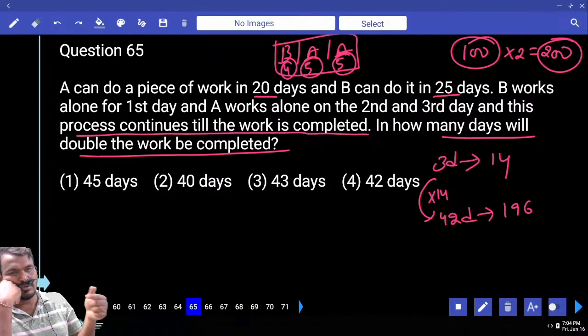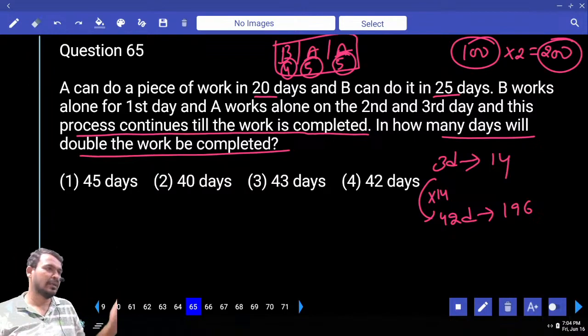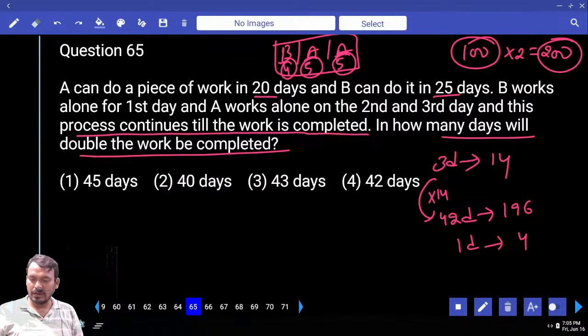On 42nd day, which one are working? 42nd A. Next day B. What is the B 1 day work? 4. Remaining 4 units completed by B. How much time are taken? 1 day. Total 43 days.